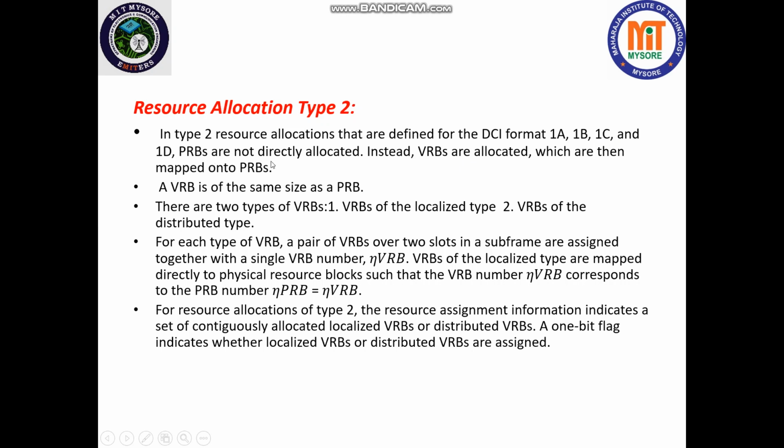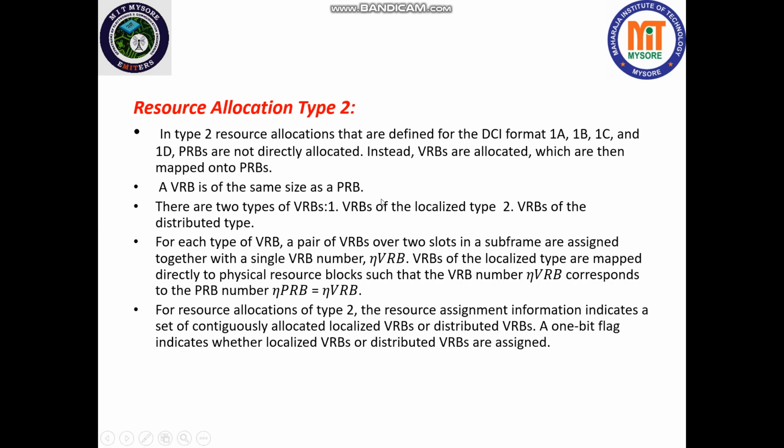Physical resource blocks are not directly allocated. Instead, in this type, virtual resource blocks are allocated and they are then mapped onto the physical resource blocks. The virtual resource block size is the same as the physical resource block. There are two types of virtual resource blocks, and this allocation type 2 is based on this method.